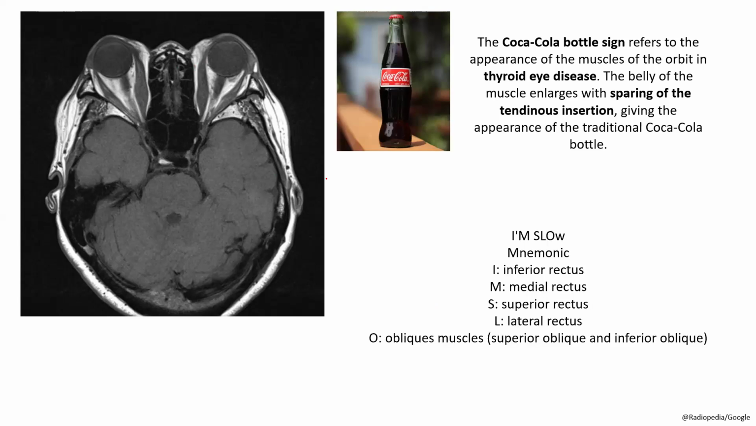And when we talk about the muscles that are affected in order of affection, most commonly it affects the inferior rectus, then medial rectus, superior rectus, and then lateral rectus, and finally the oblique muscles.